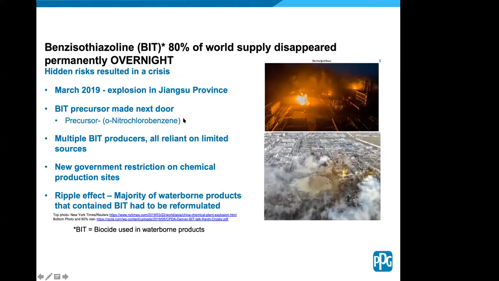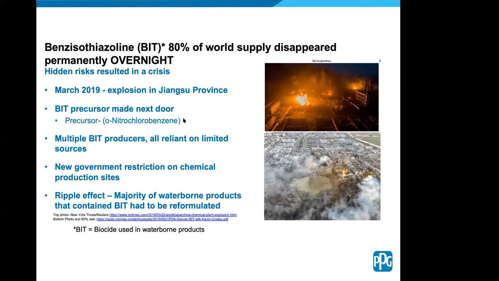Another example that wasn't very long ago had to do with a biocide known as BIT. And 80% of this biocide was permanently disrupted in 2019 when there was a chemical site explosion in China in the Jiangsu province. Now, it wasn't the actual biocide itself that exploded. It was actually a precursor.